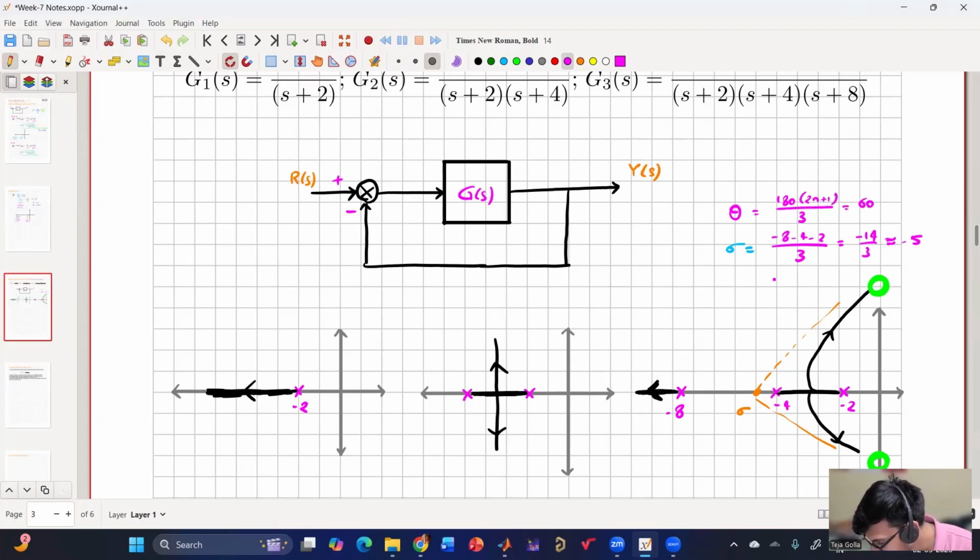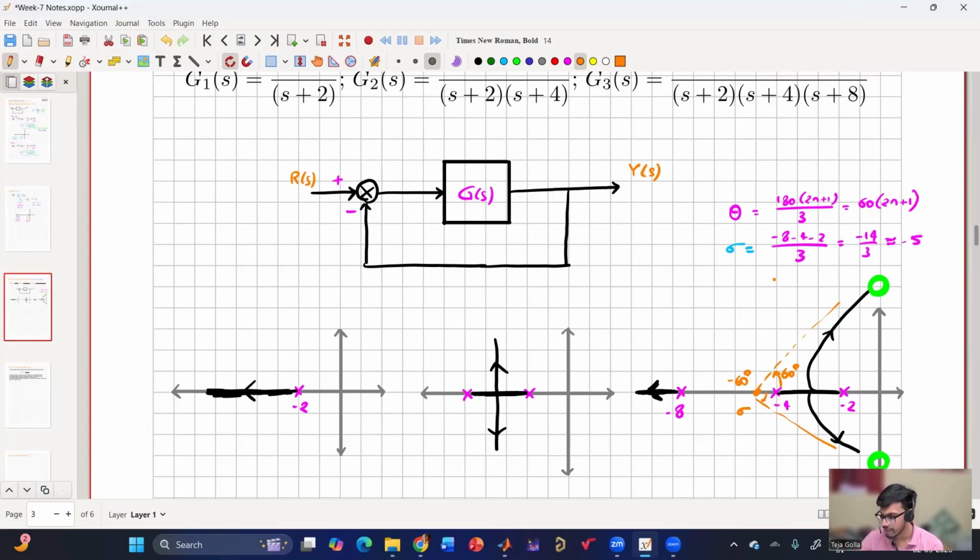So this is 60 into 2n plus 1. If I take n equals 0, it is 60 degrees. If I take n equals 1, then it will be 180 degrees. If I take n equals 2, it will be 300 degrees. So the asymptotes will be one at 60 degrees, one at 300 degrees, or I can say -60 degrees. So the two poles will move along these asymptotes.